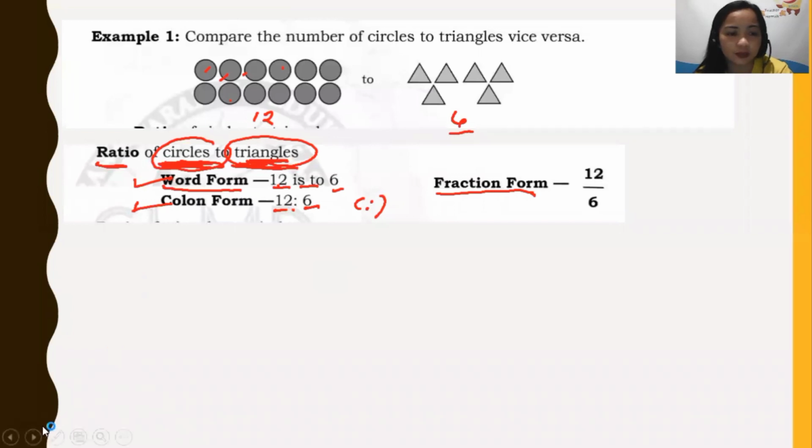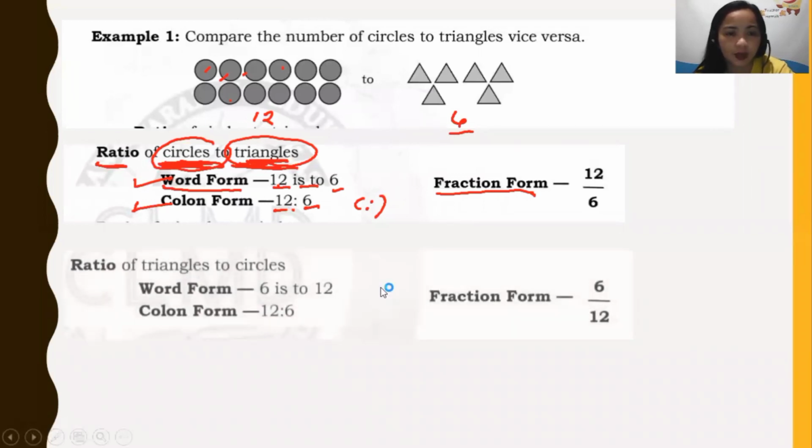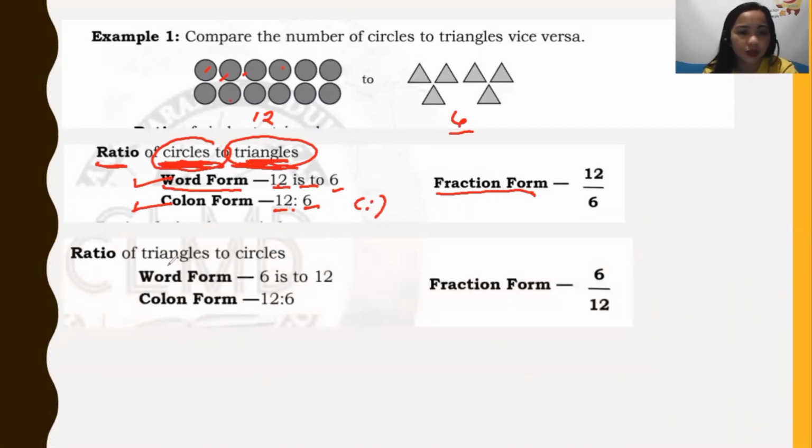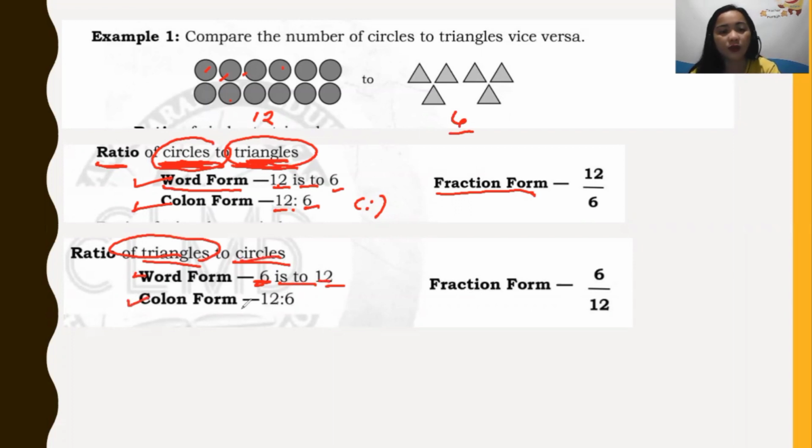Now, let's proceed to the next example here. Let's find out the ratio of triangles to circles. Since we have here the word form, we have the answer 6 is to 12. Anong napansin natin? Dahil triangle ang inuna, so we need to write first the quantity of triangle. Ilan yung triangle? Susundan natin ng bilang ng circle, which is 12. We have the colon form. Well, it should be 6. Oops, medyo may mali tayo dito. It should be 6 colon 12, but it's also read as 6 to 12. So, kung makikita nyo dun sa inyong module, there is a typographical error there. And in fraction form, we have 6 is to 12 also.